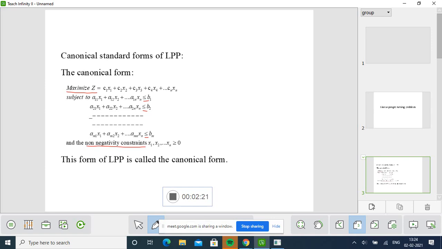So if these conditions are satisfied, then this form of LPP is called a canonical form. So canonical form means the problem should be a maximization problem, all your constraints should be less than or equal to, plus all your xi's are greater than or equal to 0.